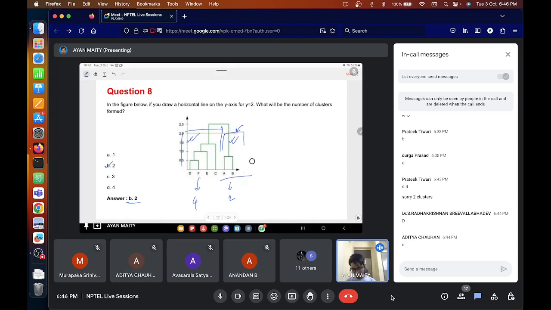So you have to check at this horizontal line how many branches there are. This is one branch and this is another branch. So this is one cluster, this is another cluster. The first cluster contains D, F, E, C, and the second cluster contains A and B. So we will get only 2 clusters if we cut the hierarchical clustering process at this yellow horizontal line. So the correct option would be option B, which is 2.